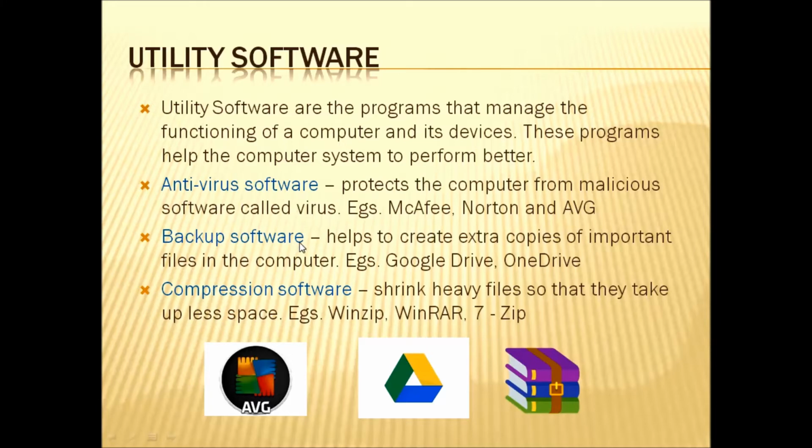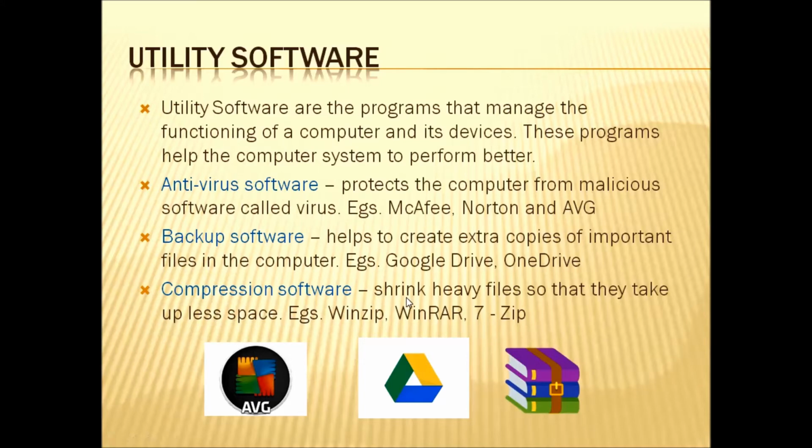Okay, understood? Some of the examples of backup software are Google Drive, OneDrive. See, this is the picture of the backup software, Google Drive. Then compression software. Compression software shrink heavy files so that they take up less space. Compression software will make the file size smaller. Okay, understood?